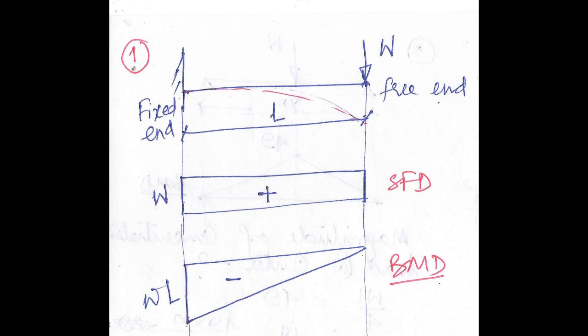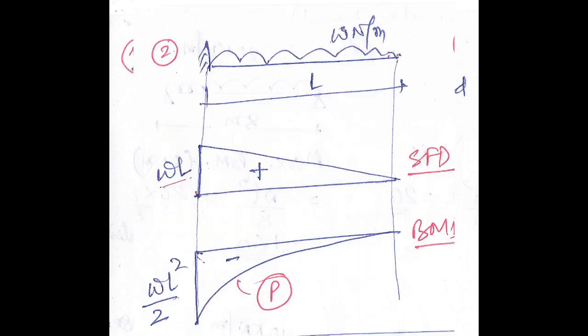So what will be the shear force diagram? The shear force diagram will be a rectangle of height W, and the bending moment diagram is a right angle triangle with the maximum value of bending moment WL. So at the fixed end, the maximum shear force as well as the maximum bending moment occurs. Let us take the next example.